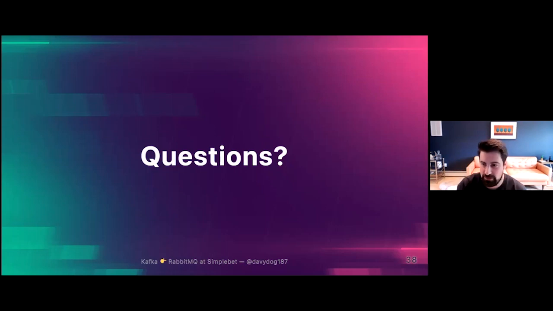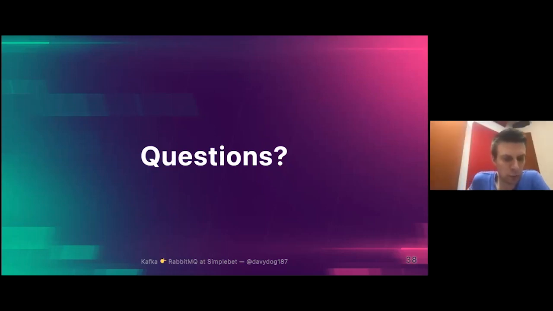Good. Do all customers share the same RabbitMQ cluster, and how do you handle scaling needs of your service?